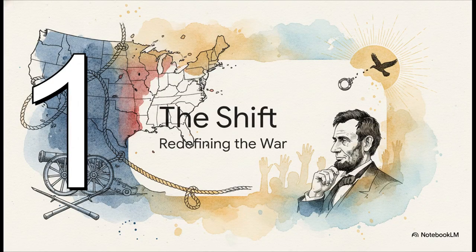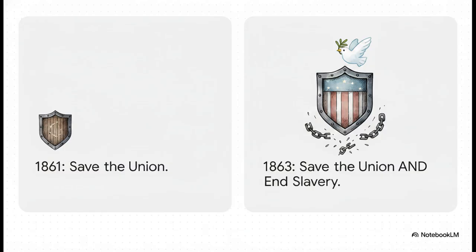Section 1. The Shift. Redefining the Civil War. Okay, let's dive into this. When the Civil War kicked off in 1861, it was entirely about keeping the country glued together, right? Just a fight over territory. But as you'll see here, by 1863, the mission completely evolved. It went from just save the Union to save the Union and end slavery. The Emancipation Proclamation literally turned a fight over a map into a massive battle for human freedom.